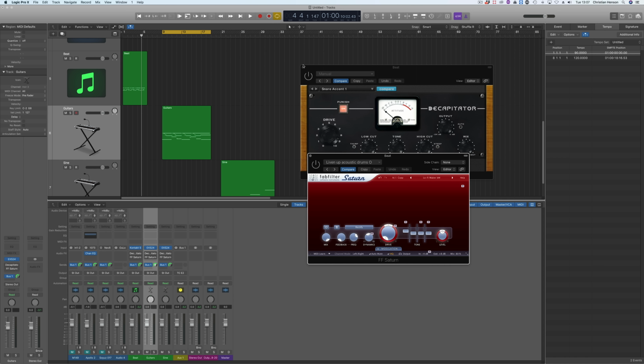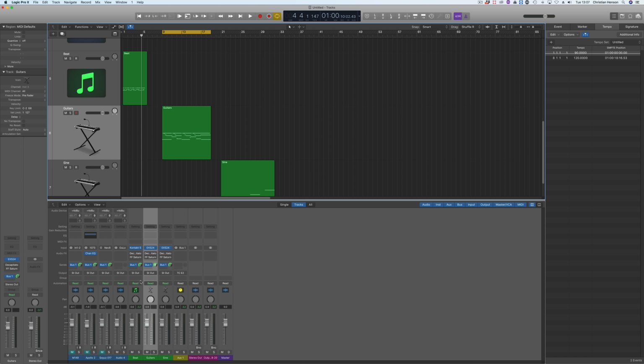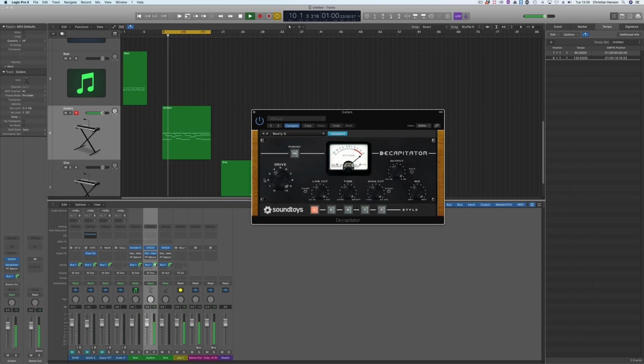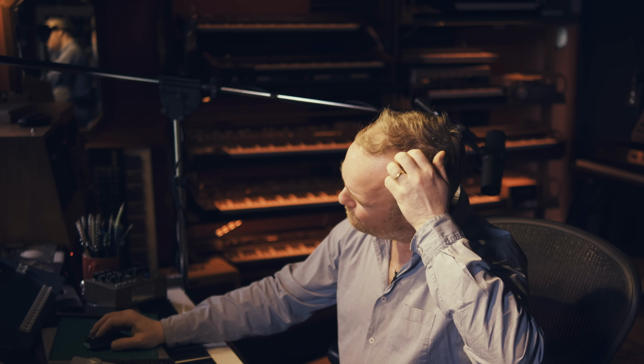Interesting, not exactly what I was looking for. Saturn seems to have much more of a digital kind of profile, whereas the Sound Toys, for me, just feel slightly more believable as an organic saturation. They all have a very, like, bubbly quality to them, which is interesting.